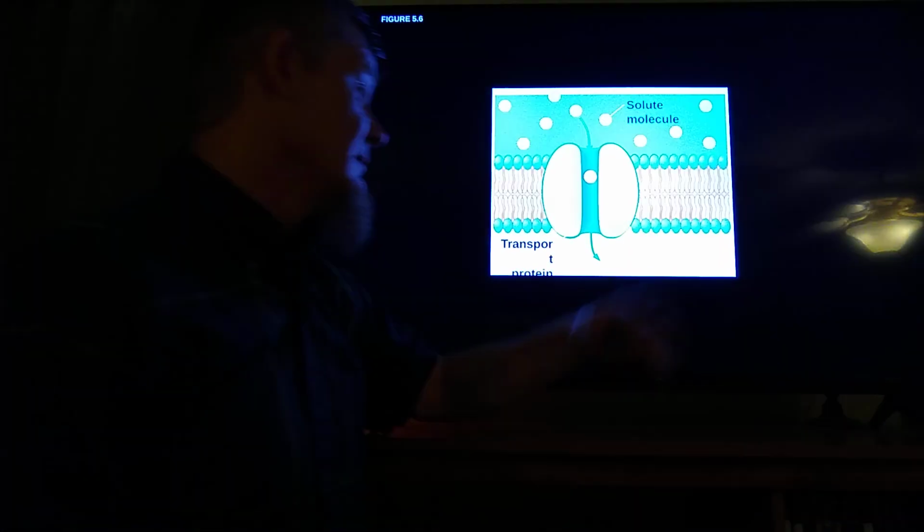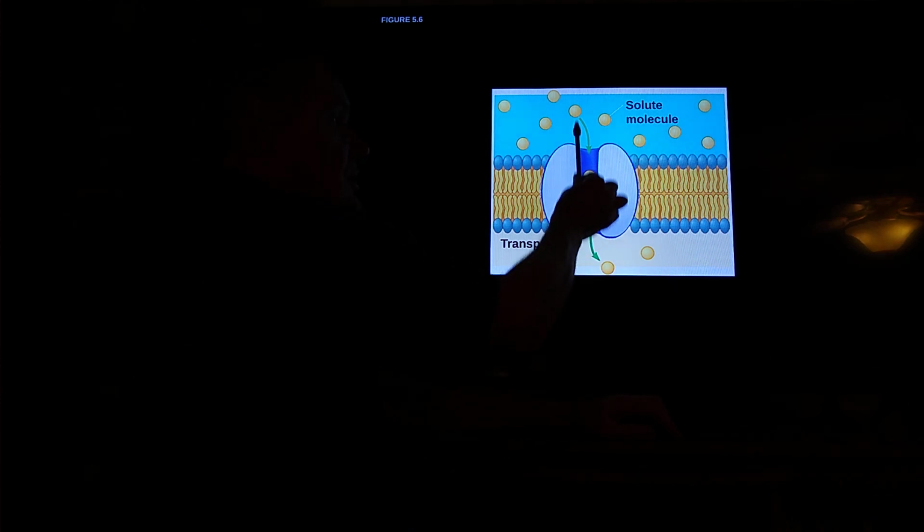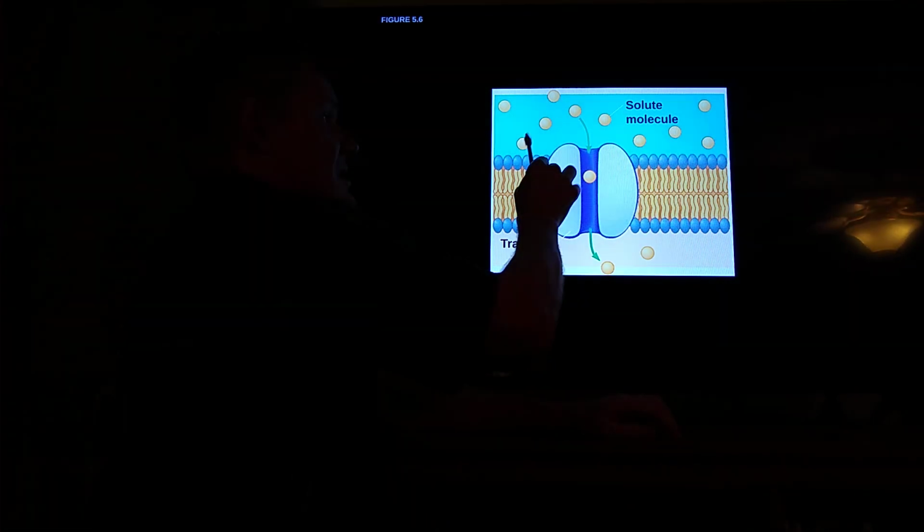Here, again, is that picture that we saw in the first slide. Here's my cell membrane, and this is that channel protein, transport protein. It's got a tunnel going through it. These molecules, you can see, are large. These molecules are polar. If they're able to float around in water, they have to be polar.